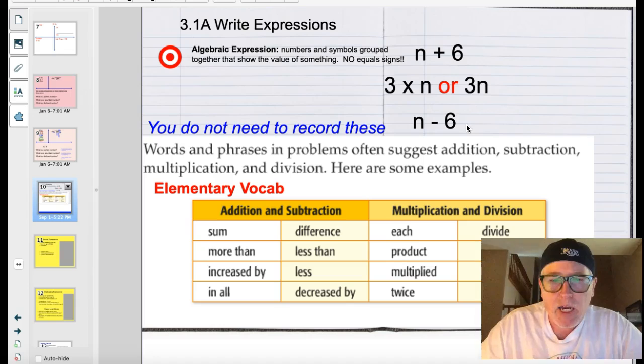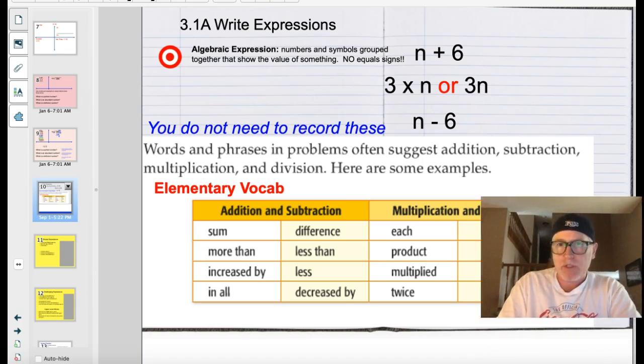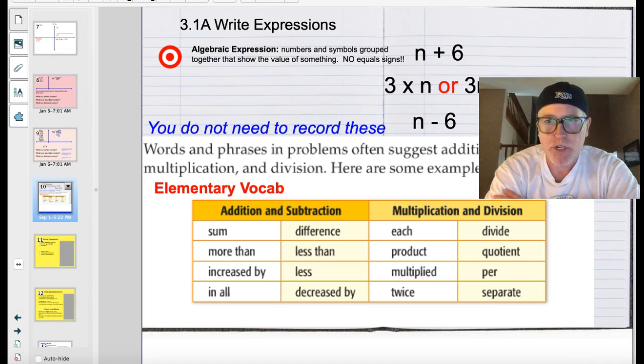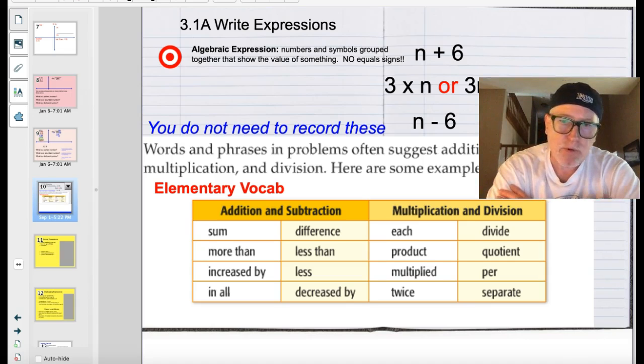All right, these phrases here you don't need to record in your notebook, but I think they're really important. These are the things that indicate what operation we'll be using when writing expressions: addition, subtraction, multiplication, or division. So I'm going to put myself up top so you can see those more clearly. For addition: sum, more, increased by, or in all. Subtraction: difference, less than, less, decreased by. Multiplication: each, product, multiplied, twice, or 3 times. And division would be divide, quotient, per, and separate.